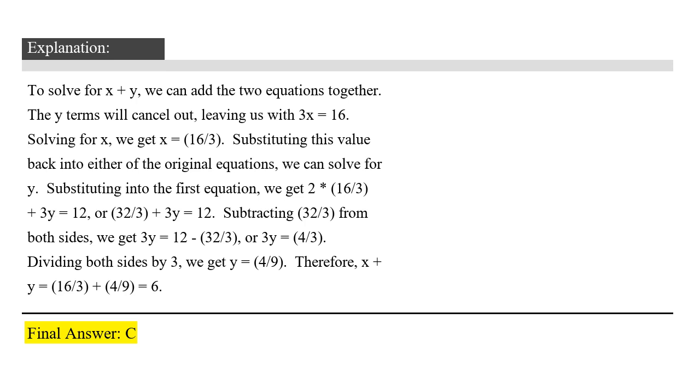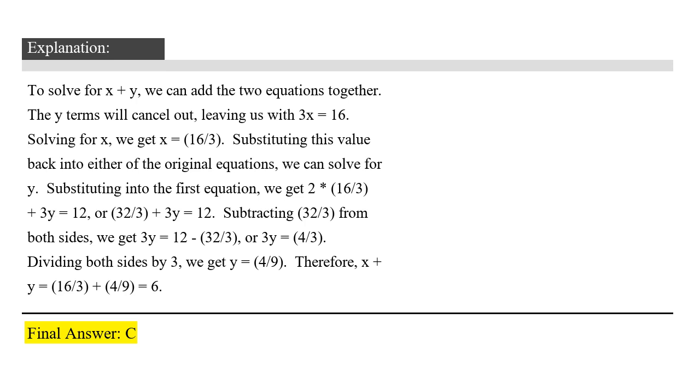Let x be the number of packages of 12 cookies the customer bought. Since the y terms will cancel out, we are left with 3x equals 16. Solving for x, we get x equals 16/3. Substituting this value back into either of the original equations, we can solve for y.